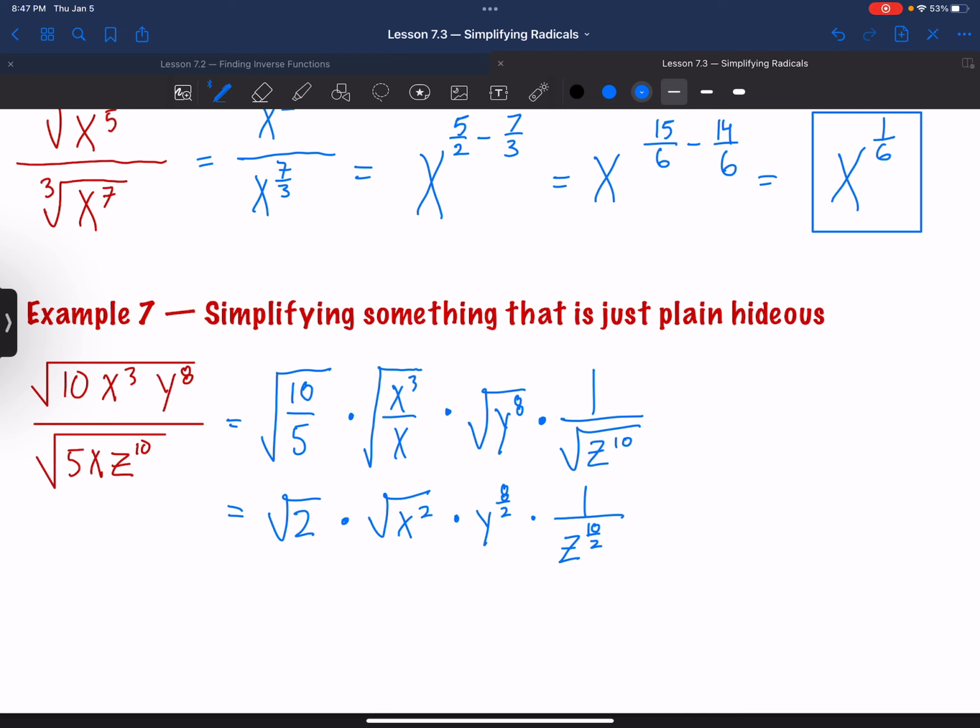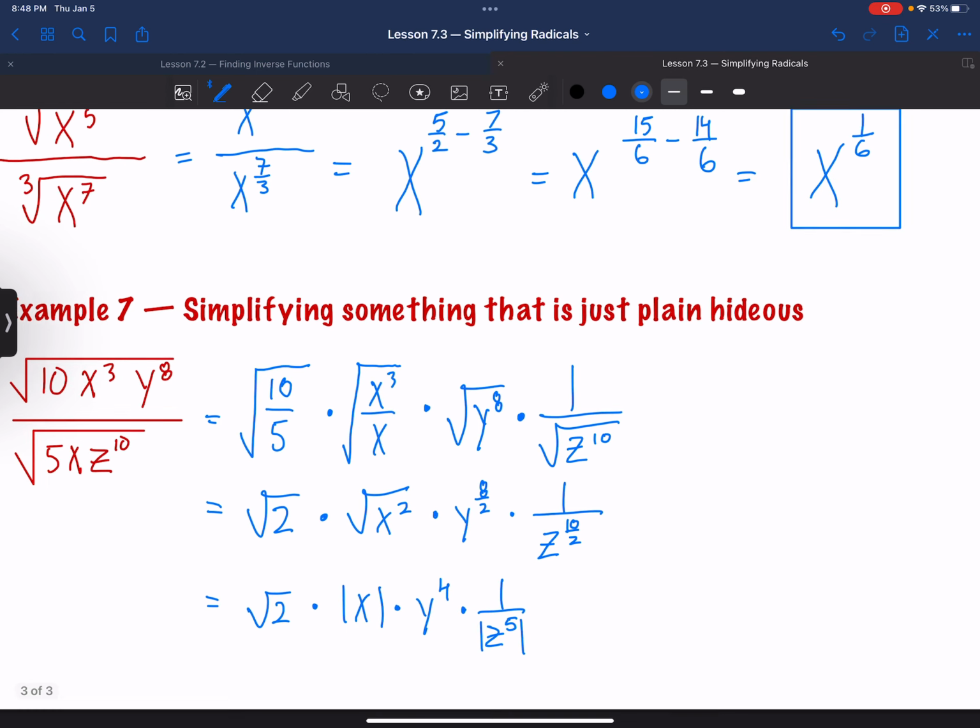Okay, and so when I simplify all this, I've got root 2, square root of x squared is x. But hey, you're taking an even root and the result is an odd power. That's absolute value. Then again, y to the power of 8 over 2 is y to the 4th. I don't need absolute value because the result has an even exponent. And now it's 1 over z to the power of 5, because 10 over 2 is 5. And hey, that's a square root, and the power is odd, so that's also absolute value.